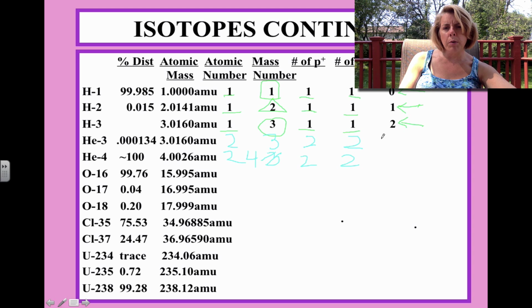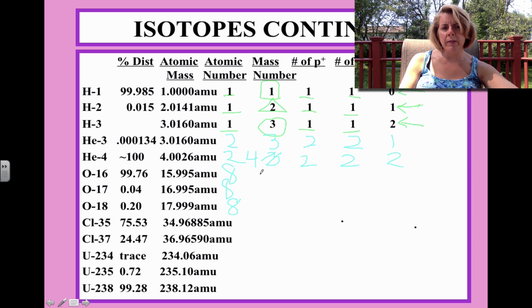Now for the number of neutrons, notice that we have a mass number of 3, atomic number of 2. So we're going to subtract and we get 1 neutron, and then 4, mass number, with 2 atomic number, subtract and you get 2 neutrons. So it's always the mass number minus the atomic number to tell you the number of neutrons.